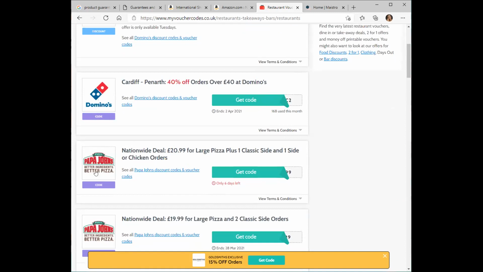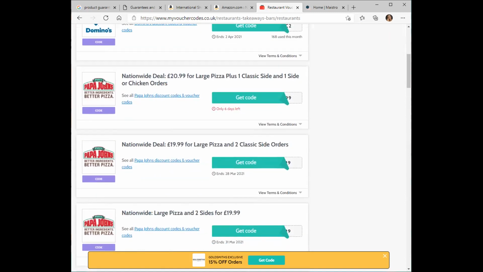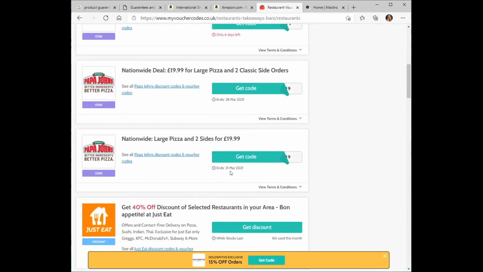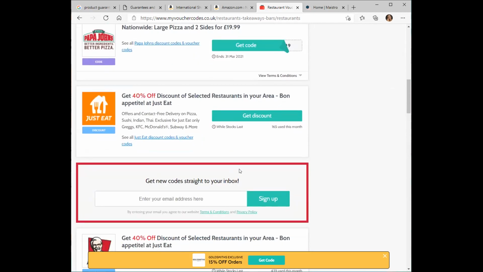Then there's Papa John's, right? And these are all codes. And they tell you whether it's nationwide or for a specific location. So these are all nationwide, right? And this one is available for a limited period of time. This one only has 6 days left on it. This one is available until 28th March. This one available until 31st March, right? Please, can you see that?